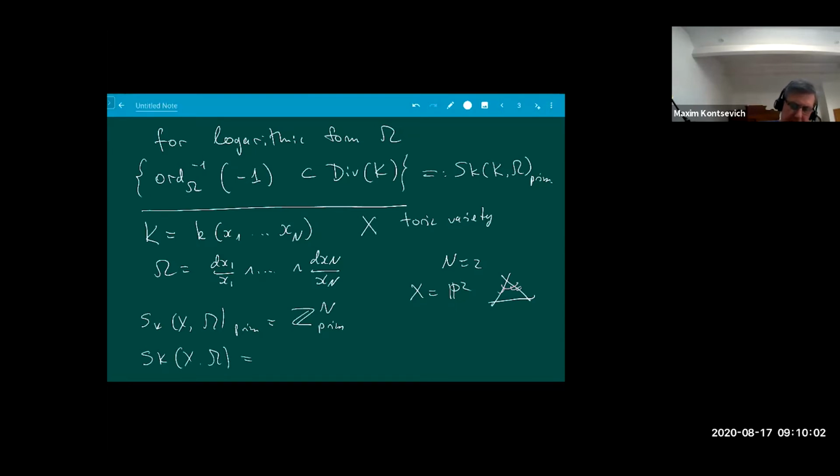Non-primitive will be, say, 0 and plus non-negative integers multiplied formally by this set. And in this case, we get the whole Z to the power n. Yeah, so that's a more convenient picture. You get Z to the power n.